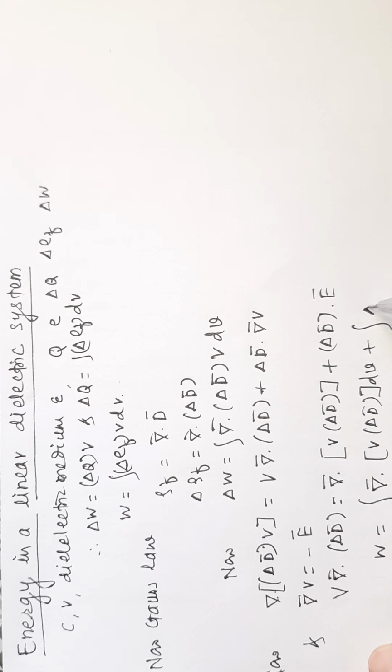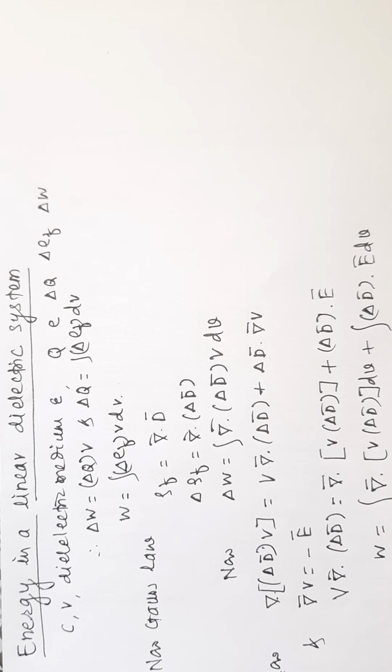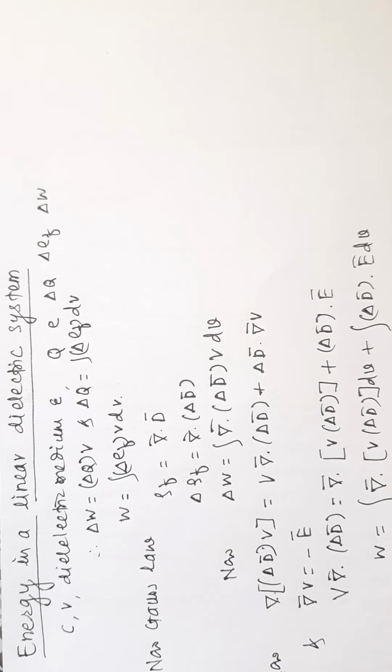We consider the first term and apply the Gauss divergence theorem here, converting volume integral to surface integral. So we get the closed surface integral of V delta D dot n cap dA, plus the integral of delta D dot E bar dV.